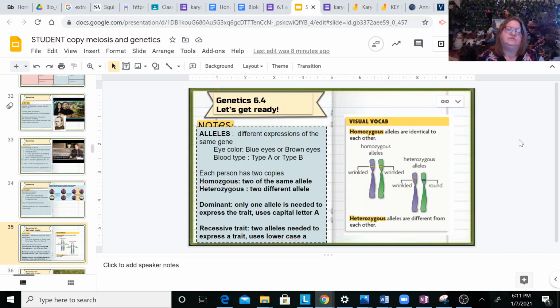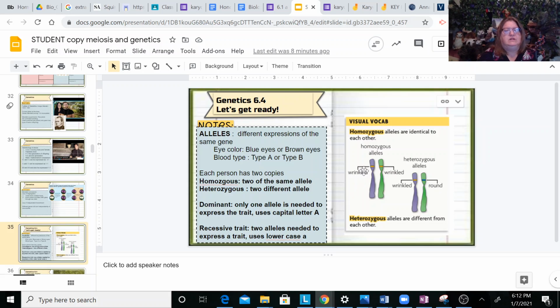So if you have two of the same allele, we call that homozygous. If we have two different alleles, that would be heterozygous. You can see this diagram is straight from our textbook. If this is a pea plant and they have one wrinkled allele and another wrinkled allele on the other chromosome, that would be homozygous. If one chromosome has the wrinkled allele and the other chromosome has the round allele for the pea seed, then that would be heterozygous.